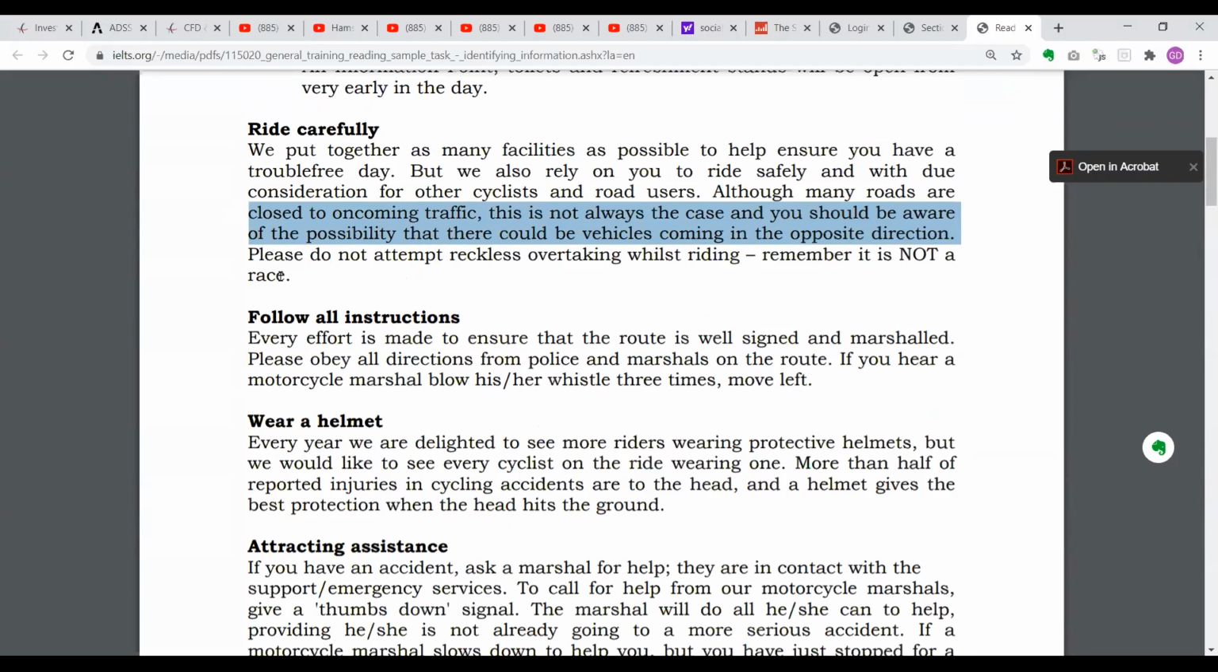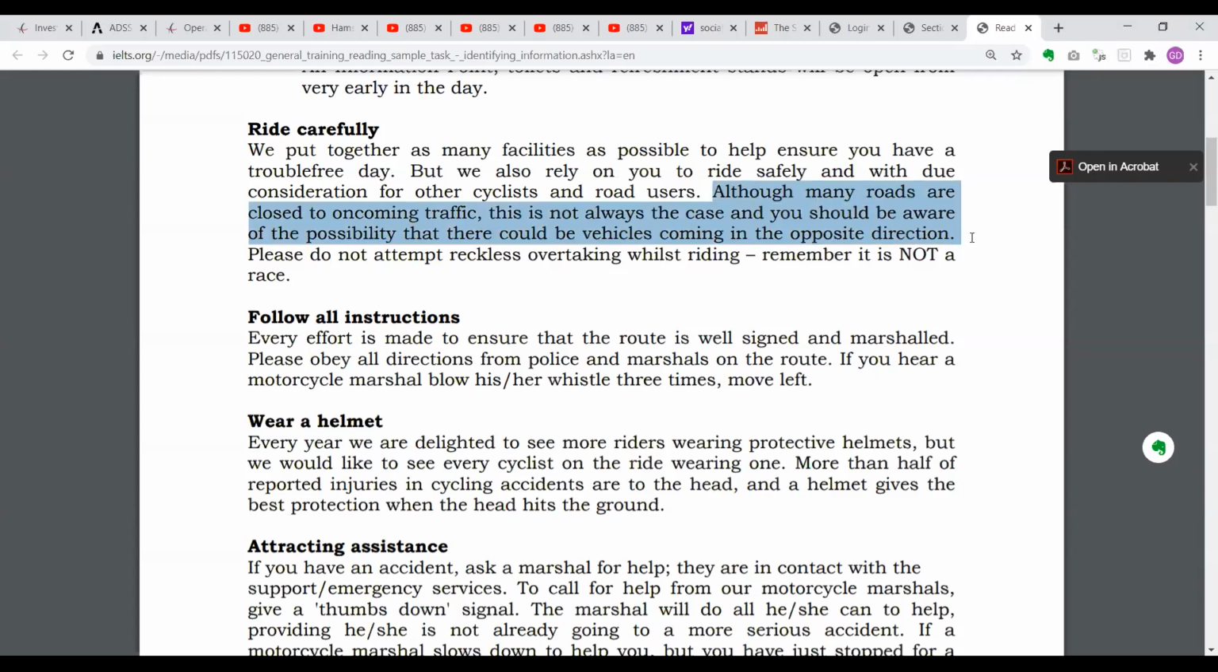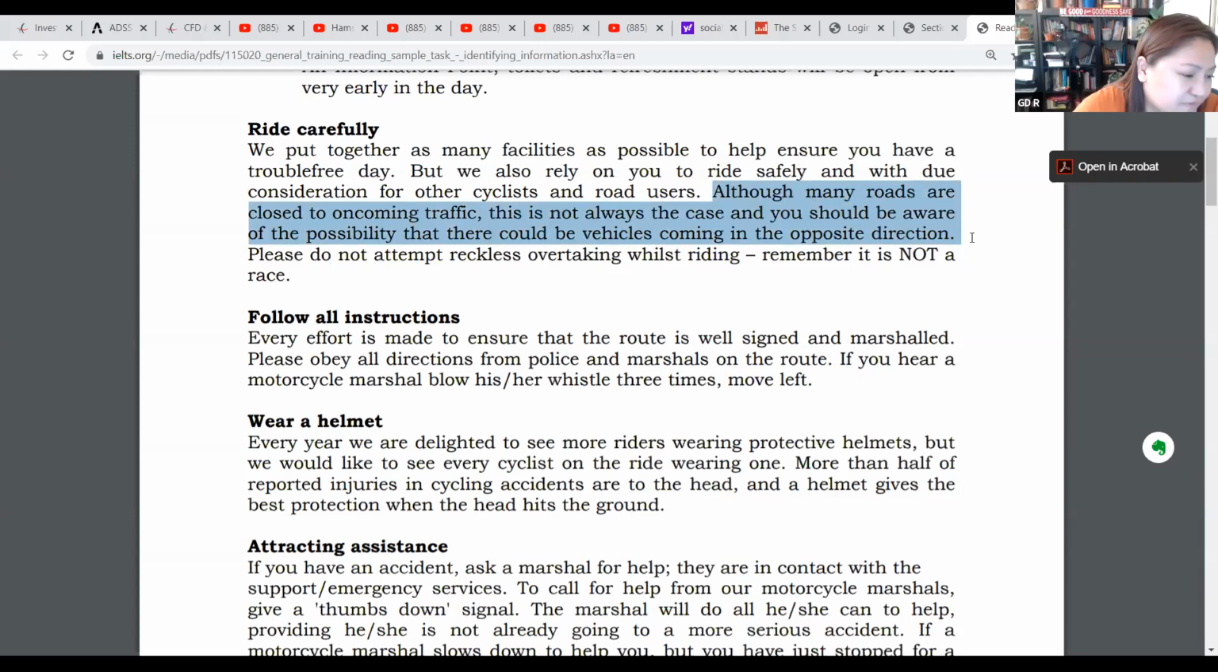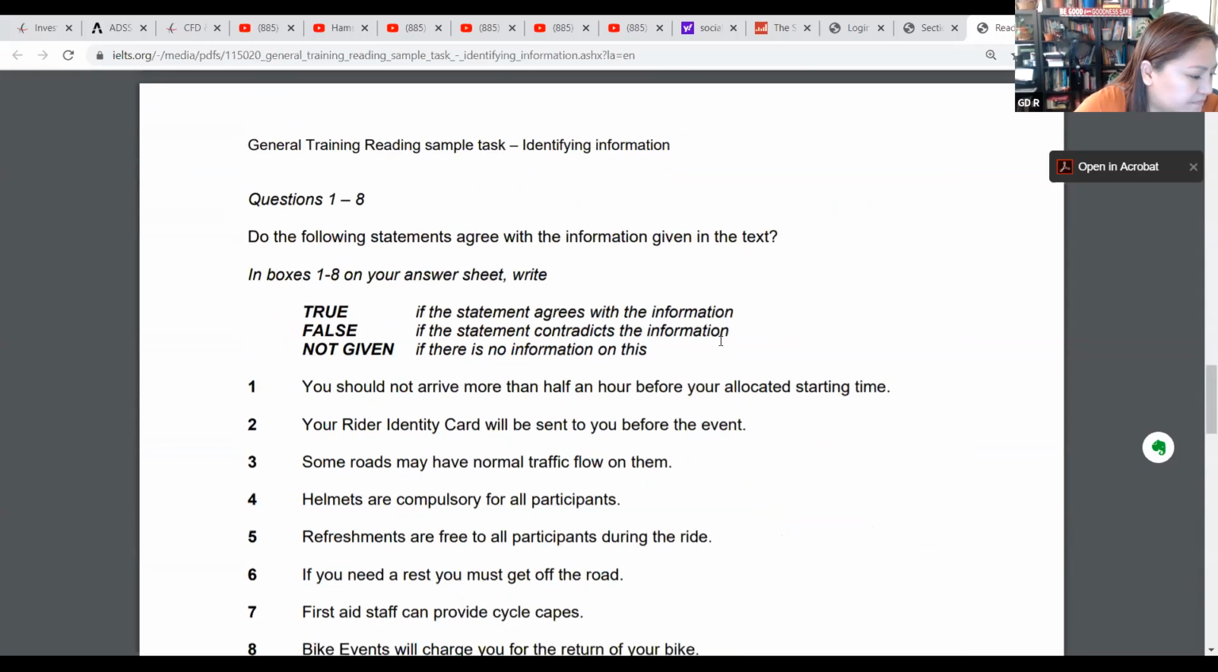True. It's true, yes. You would notice it doesn't exactly match, they paraphrase it. So again, you have to improve on your reading comprehension, class. Okay, next: Helmets are compulsory for all participants.